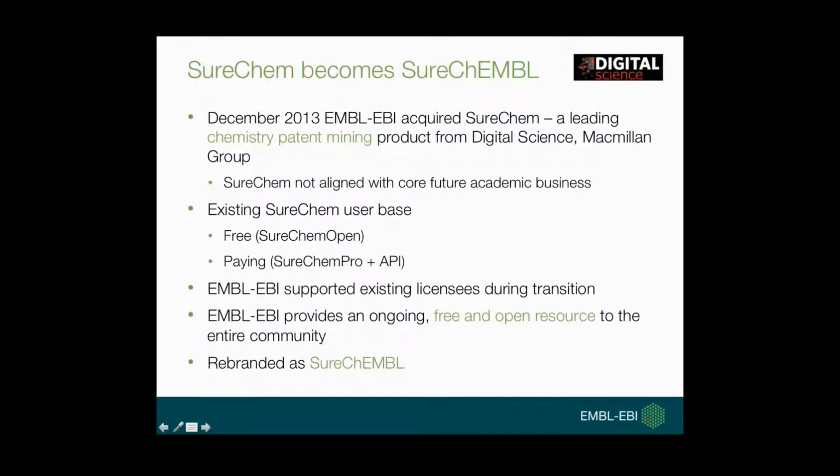Right. Let me give you an overview of SureChEMBL. So SureChEMBL used to be SureChem. SureChem used to be a commercial chemical patent mining product that used to belong to Digital Science, which was part of the Macmillan Group. So in December 2013, the EBI acquired SureChem.